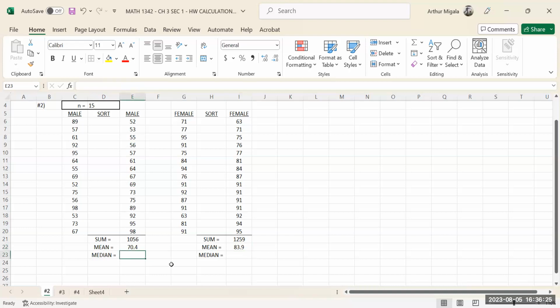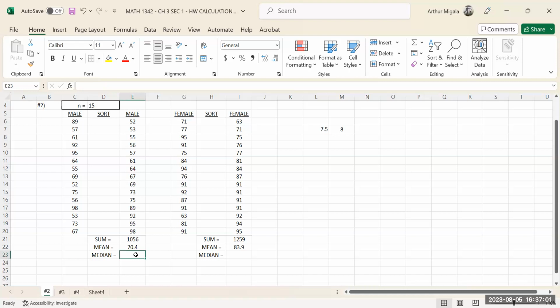All right, same thing for the median. Okay, I could do this the old-fashioned way. Since I have 15 pieces of data, I could take 15 divided by 2, which gives me 7.5. So since it's a decimal, I round it up. I go to the 8th place, and that'll get me the median. So 1, 2, 3, 4, 5, 6, 7, 8. The median of that one is 67.